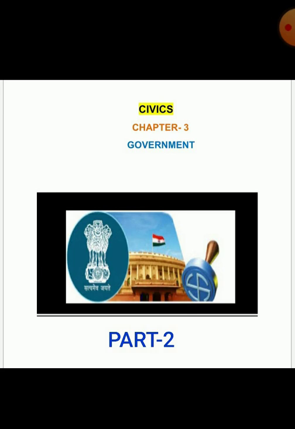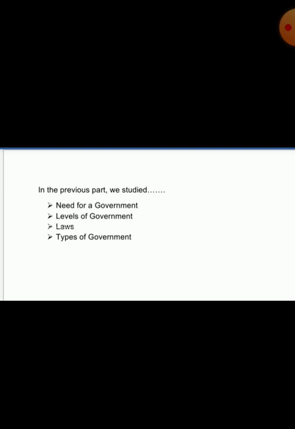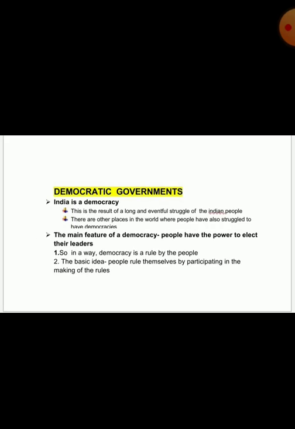In the previous chapter, we have already studied the need for a government, levels of government, law and types of government. In this part, the democratic governments. India is a democracy. This is the result of a long and eventful struggle of the Indian people. There are other places in the world where people have also struggled to have democracies.